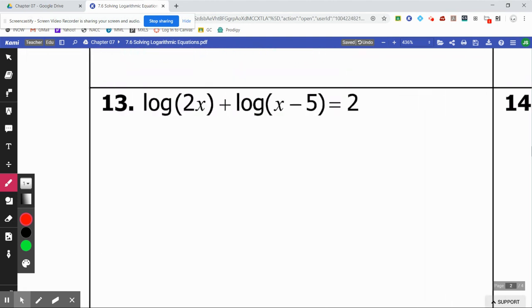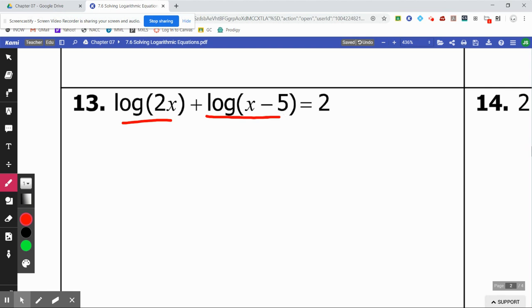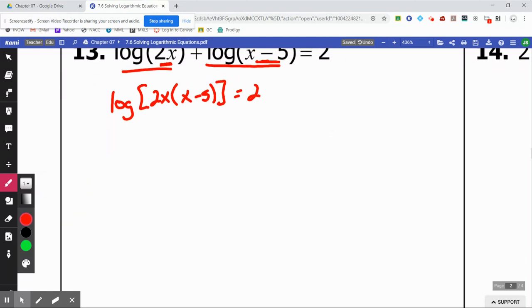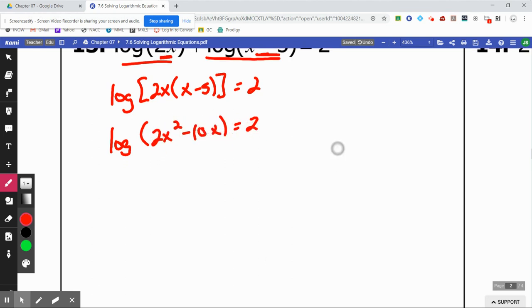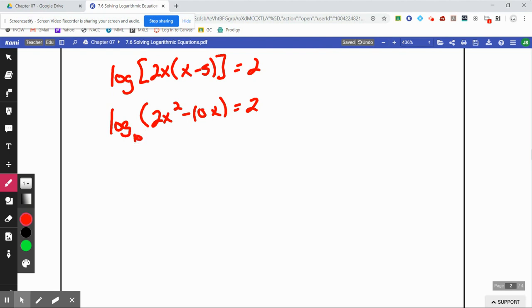Number 13. Condense these. You condense addition of logs with multiplication. So I've got to multiply this times this. So that'd be 2x times x minus 5 is equal to 2. That would be the log of, let's clean that up, that'd be 2x squared minus 10x is equal to 2. Rewrite it in exponential form. This is a base 10, so that's 10 to the second, which is 100 equals 2x squared minus 10x.